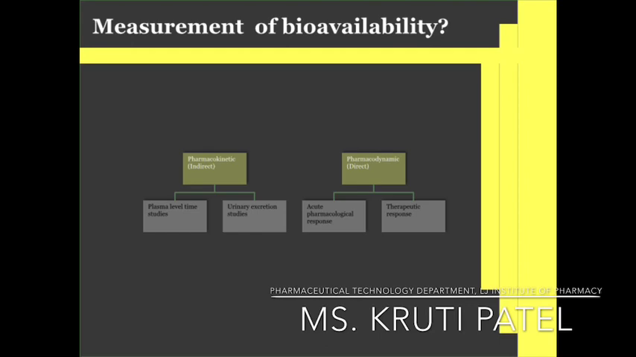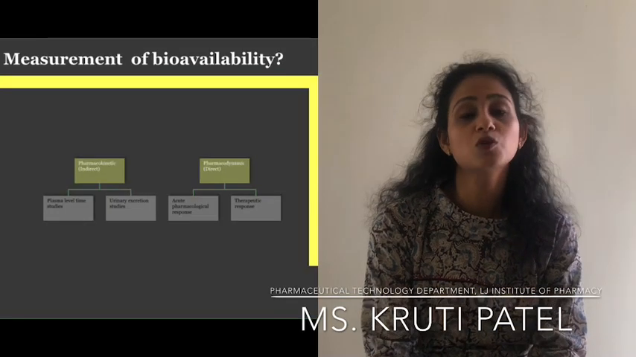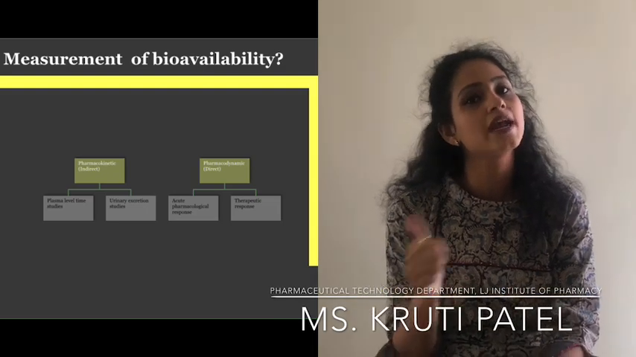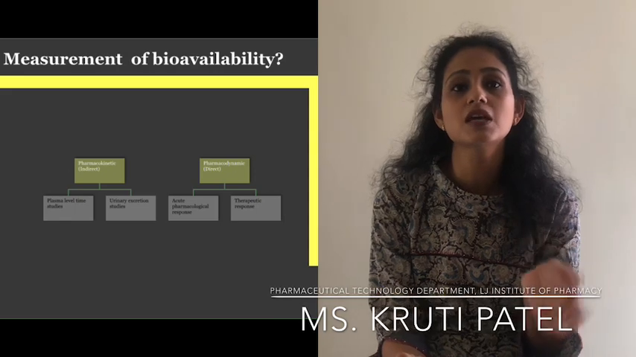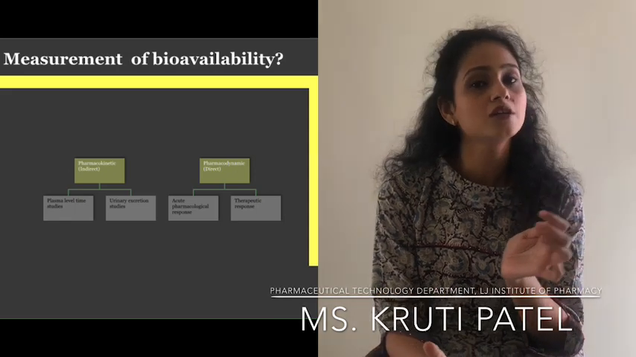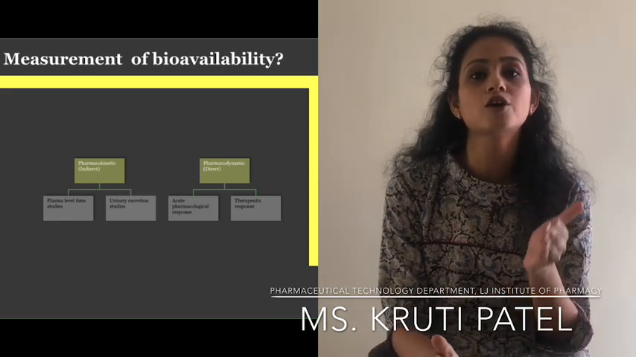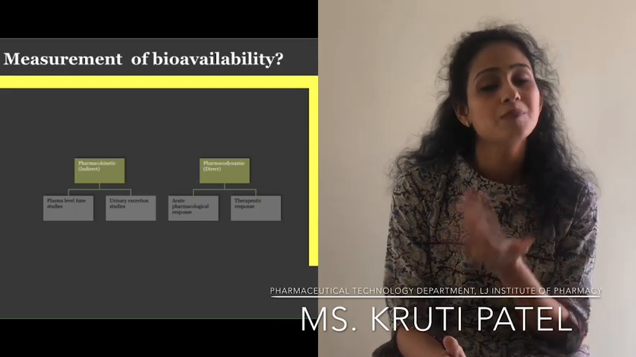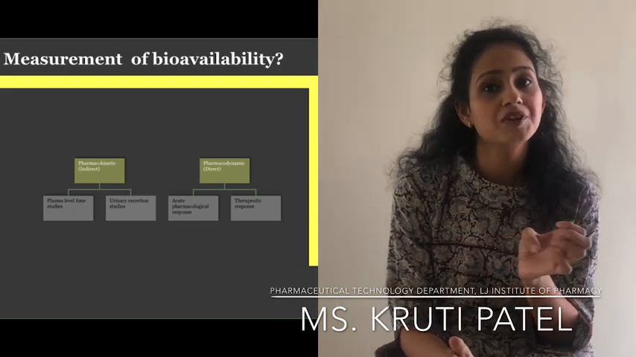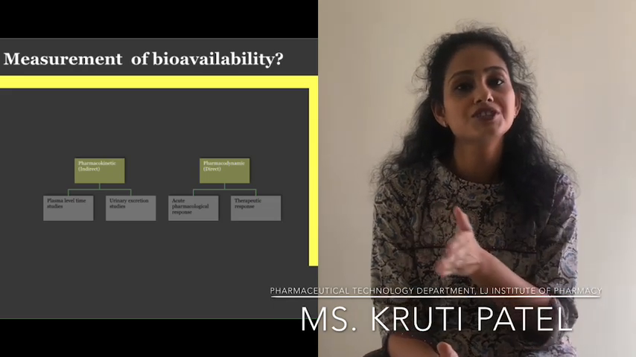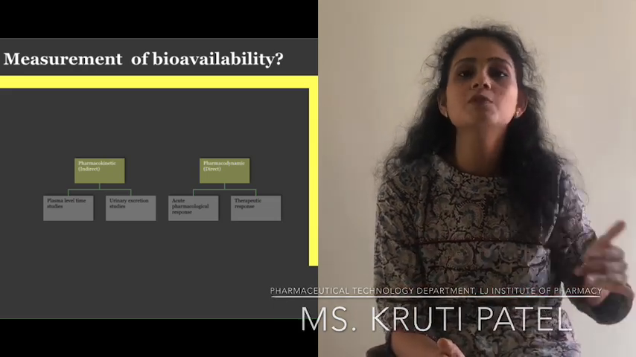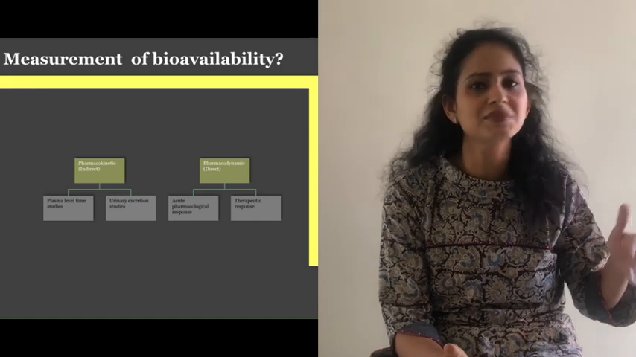So now the measurement of bioavailability can be done by two different methods. First is the pharmacokinetic method and second is the pharmacodynamic method. Now this pharmacokinetic method means indirect. That means we are giving the drug, but we are not measuring the effect of the drug on the body. In place of that, we are measuring different parameters and we are checking whether our drug is reaching into systemic circulation, at what time, and at what time it will be giving effect. So that is pharmacokinetic, that is indirect.